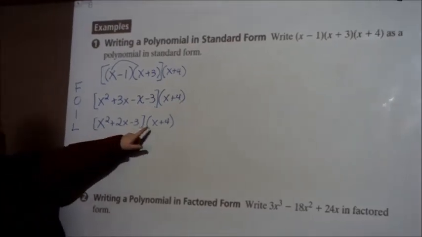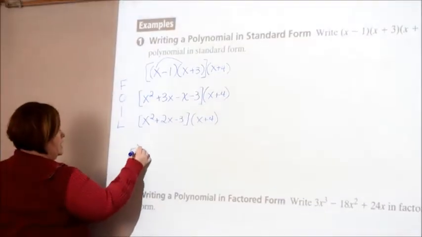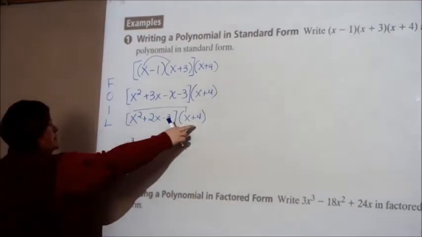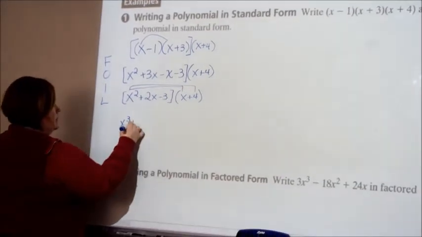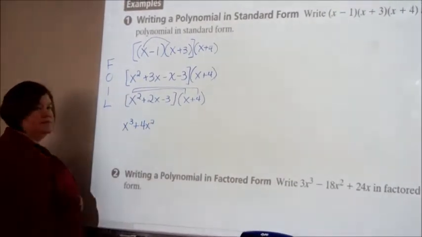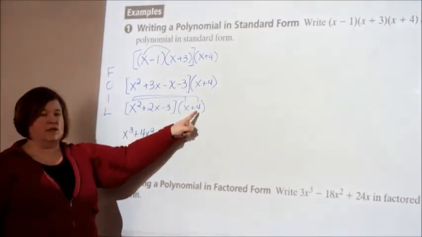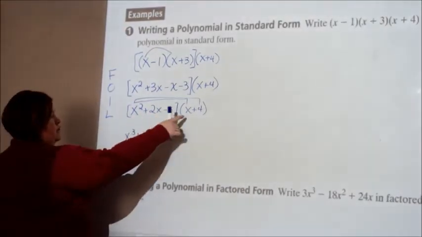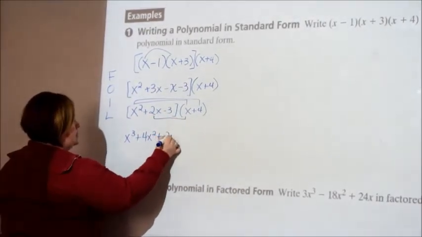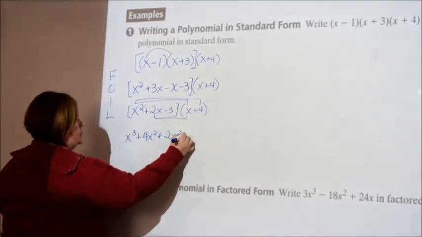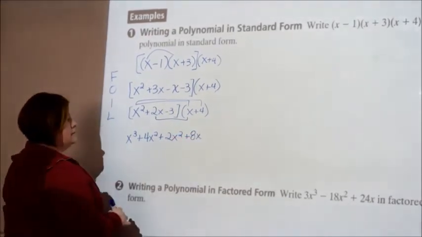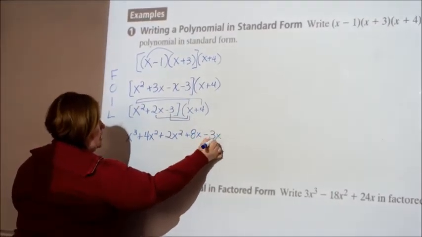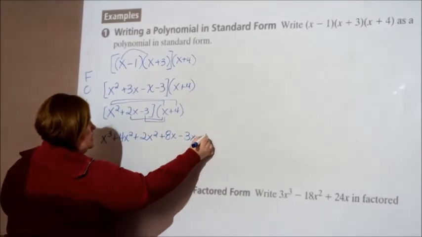So we're going to take x squared times x, and we get x cubed. Then x squared times 4 gives us 4x squared. Okay, so we shared this x squared with each of these 2 terms. We're going to do the same thing with the 2x. 2x times x gives us 2x squared. 2x times 4 is 8x. And then finally share the last term. -3 times x is -3x. -3 times 4 is -12.